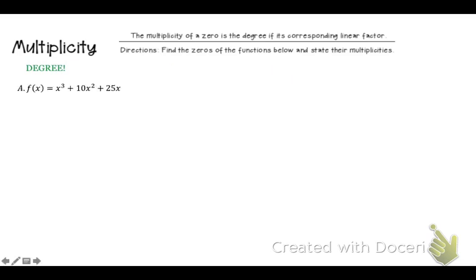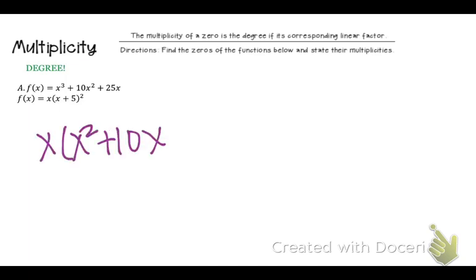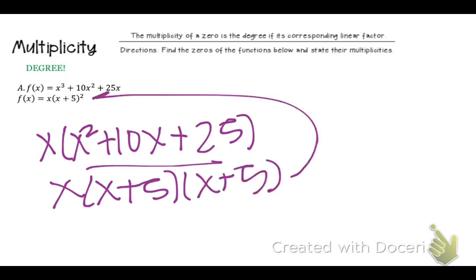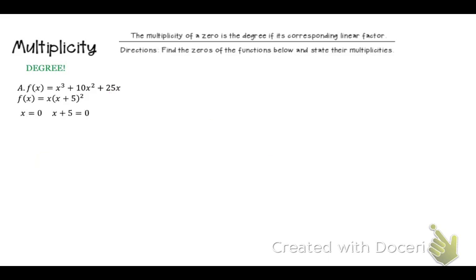So if we look at this, we have x cubed plus 10x squared plus 25x. Let's factor it first. Sorry, I skipped some steps, but you factor out the x and you get x squared plus 10x plus 25, which factors to x times x plus 5, which you can write as x plus 5 squared because we have 2 of them. Well, that means x equals 0 and x plus 5 equals 0, which means x equals negative 5. The 0 has a multiplicity of 1, but the negative 5 has a multiplicity of 2.